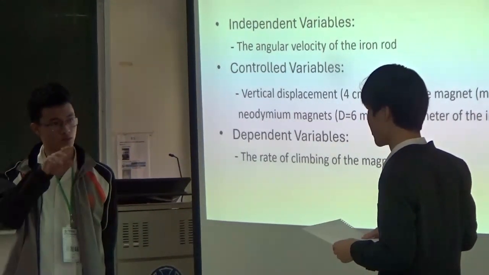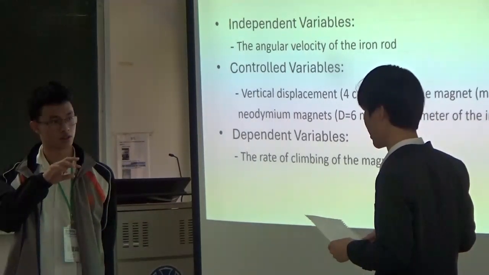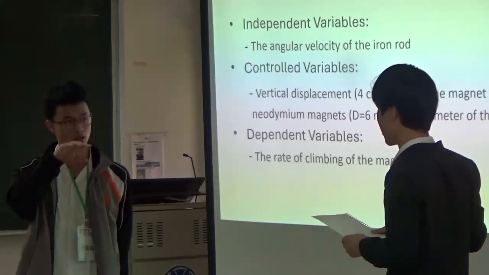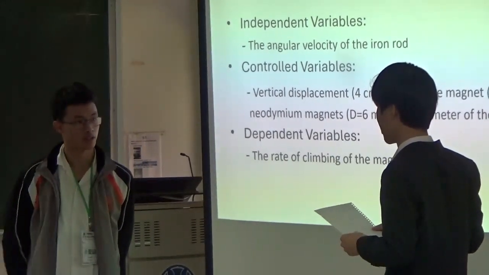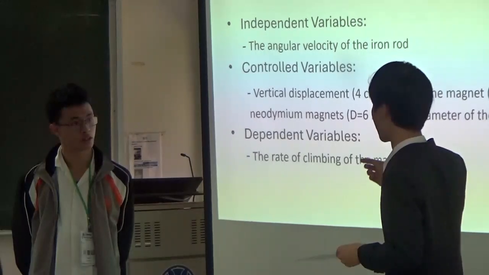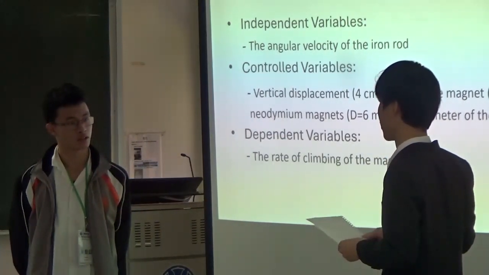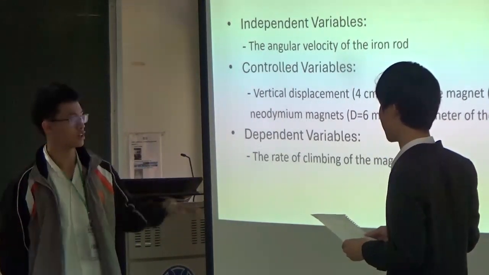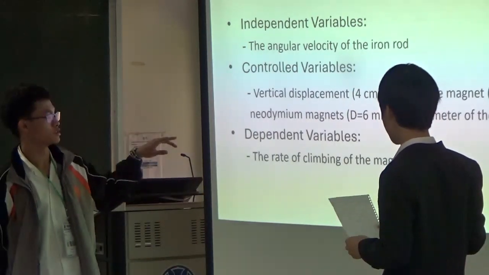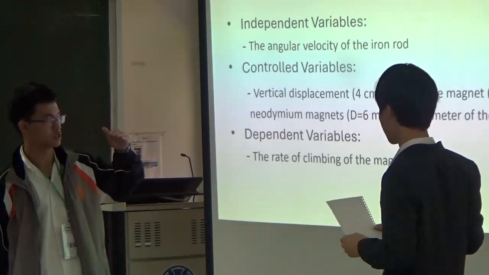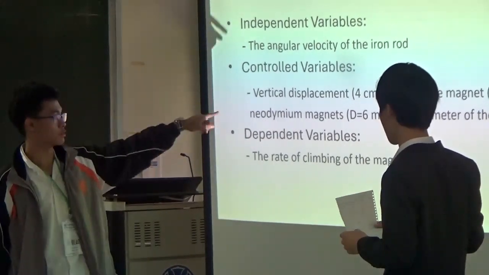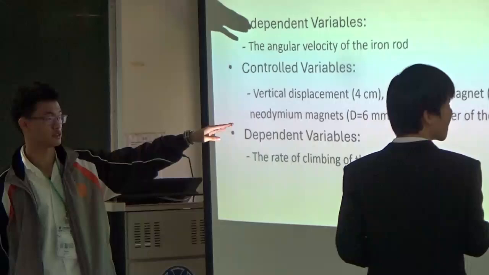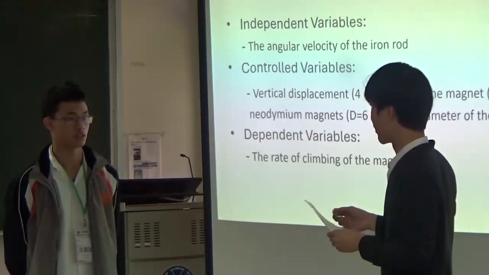You say the rotate speed and the climbing speed will not be the same. How do you define the rate of the magnet's climbing rate? We use a phone to record and use a tracker to check, and we also control the dispenser in frozen.